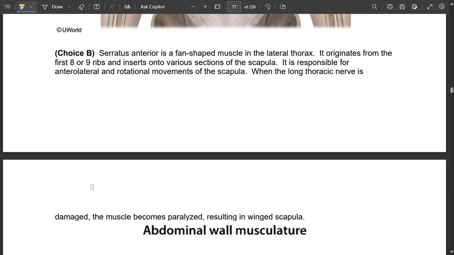It originates from the first 8 to 9 ribs and inserts to various sections of the scapula. It is responsible for anterolateral and rotational movement of the scapula. When the long thoracic nerve is damaged, the muscle becomes paralyzed, resulting in winged scapula. So winging of the scapula occurs because of long thoracic nerve damage, and the muscle helps in rotational movement of the scapula.